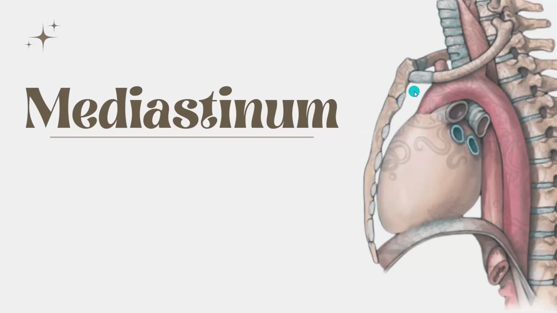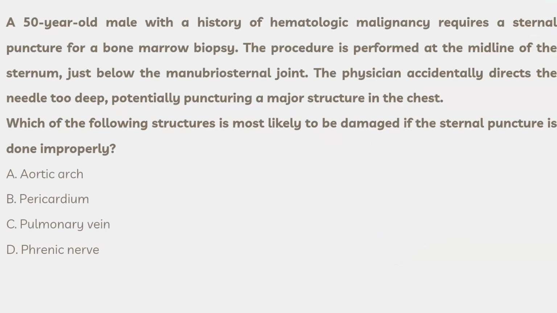So mediastinum, let's go into it. A 50-year-old male with a history of hematologic malignancy requires a sternal puncture for a bone marrow biopsy. The procedure is performed at the midline of the sternum, just below the manubriosternal joint. The physician accidentally directs the needle too deeply, potentially puncturing a major structure in the chest. Which of the following structures is most likely to be damaged if the sternal puncture is done improperly?